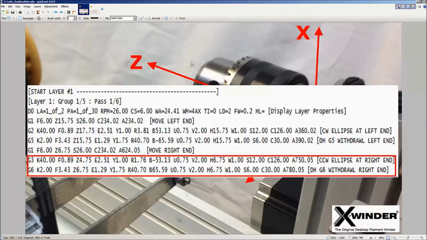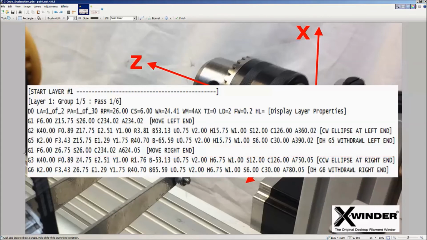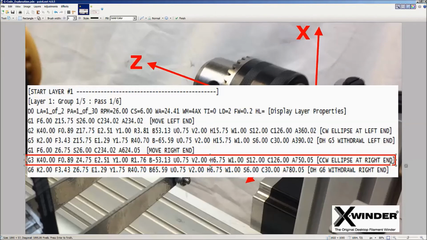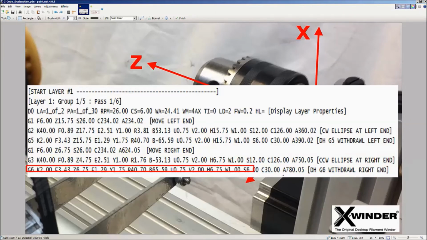So now we're going to do this G3 and G6 at the home end, or the right end. The G3 advances the delivery head towards the mandrel central axis, and the G6 withdraws from the mandrel central axis. So let's look at the G3, the F89. Remember, the carriage was originally moving at 6 inches per second as it approached the right-hand equator of the mandrel. And now we're telling the carriage to reduce speed to 0.89 inches per second.